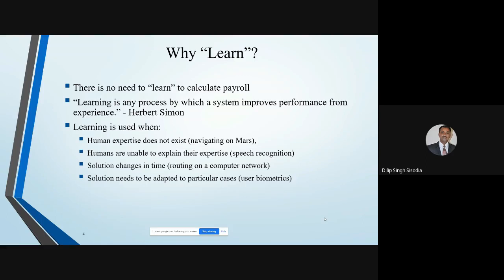like speech recognition, how we recognize speech. Speech recognition is a complex process, and this process can be explained mathematically by a model. Another situation is when solutions change, meaning solutions are dynamic, changing over time, and it is very difficult to track. Then this automatic learning is helpful, and also if solutions need to be adapted to particular cases. These are some situations where learning can be very helpful.